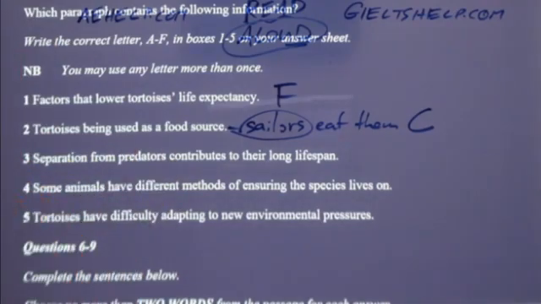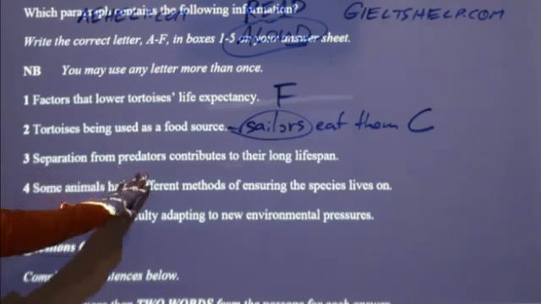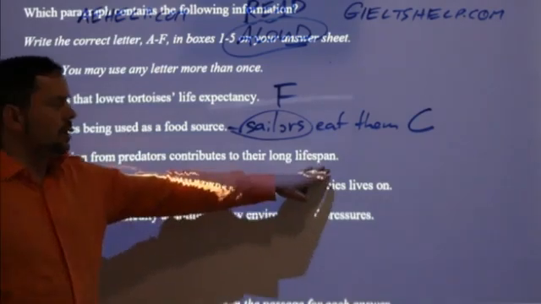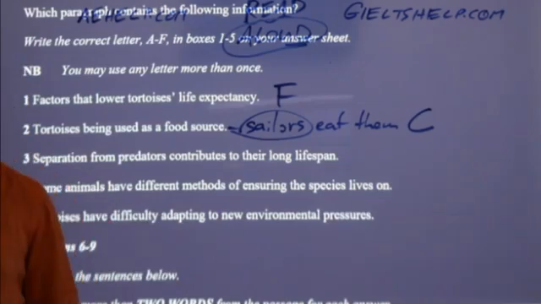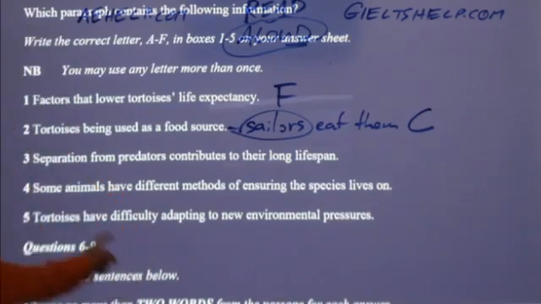Okay. All right, separation from predators contributes to their long lifespan. Where's that one coming from? Number 3.